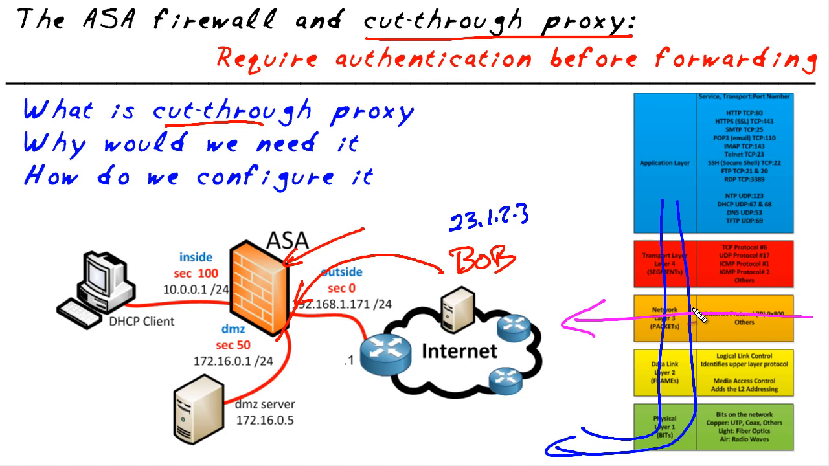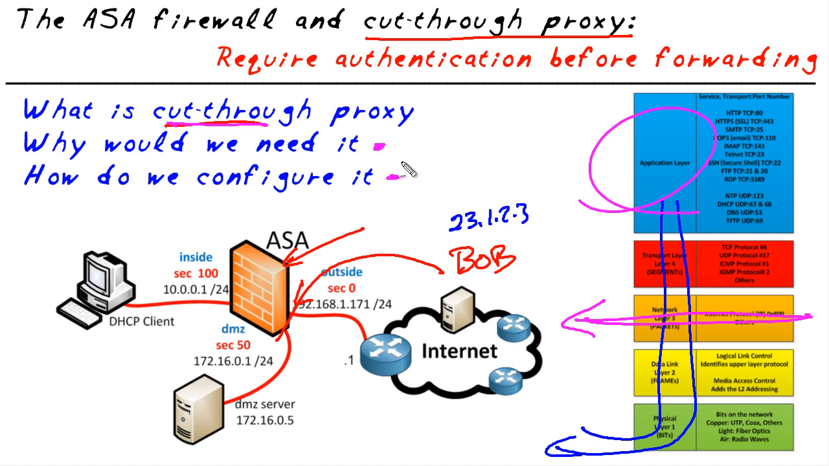So the first packet goes all the way up to the application layer logically, and then the subsequent packets can cut through that process. Hence it's called CutThrough, and we're proxying on behalf of the server behind here. So that's why it's called CutThrough Proxy. Why would we need it? In the event that we want to authenticate a user as they're trying to go through the network. In this case, users on the outside are trying to go to the DMZ.